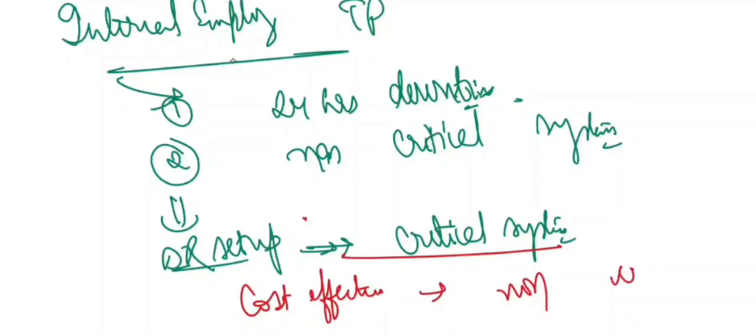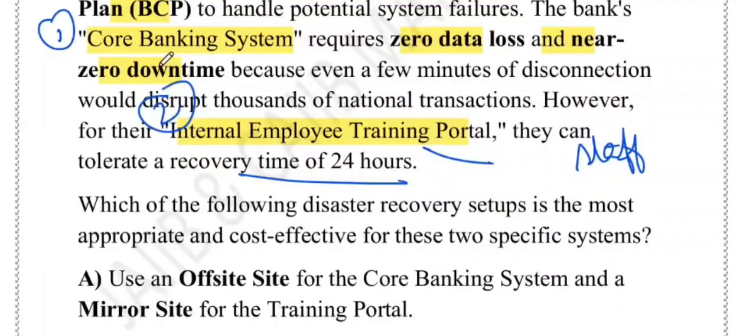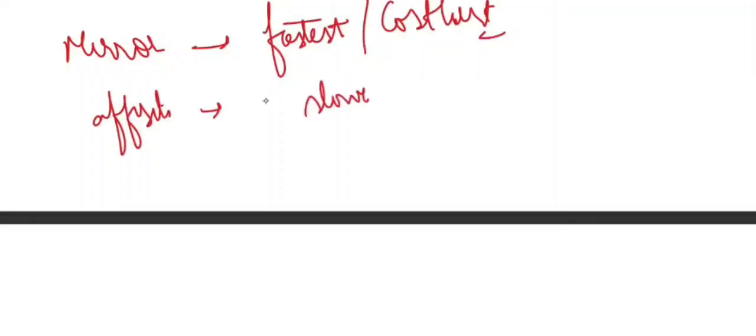What is the key concept we have to apply? Remember, in the case of BCP, the business continuity plan, not all systems need the same level of protection. Some common disaster recovery sites are the mirror site and the offsite. When we talk about the mirror site, they are the fastest and the costliest. The offsite is slower and cheaper. So we must match the site with the system criticality.